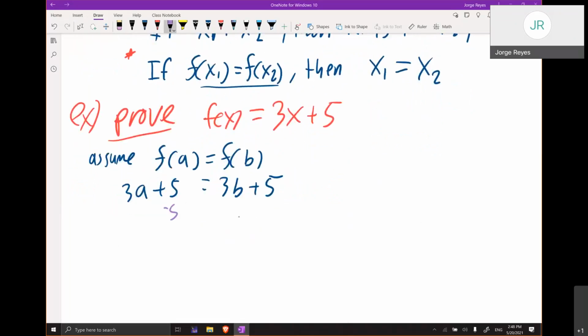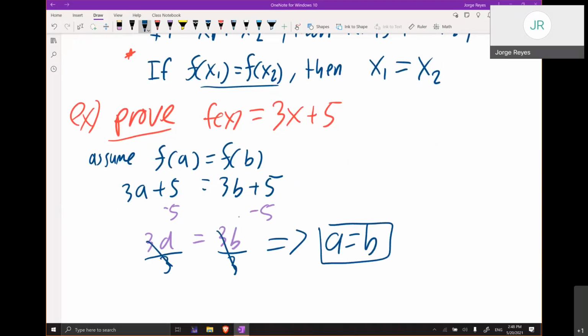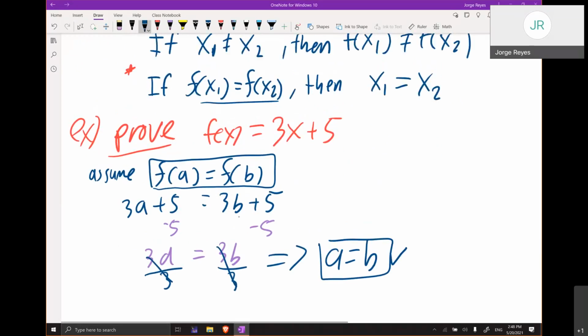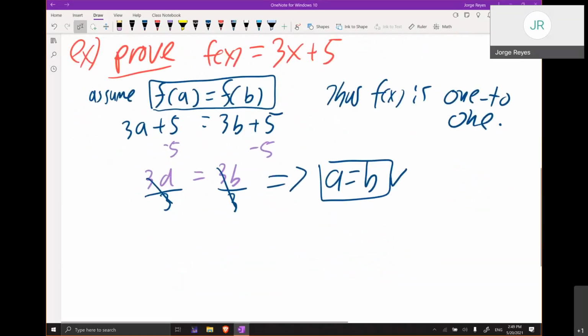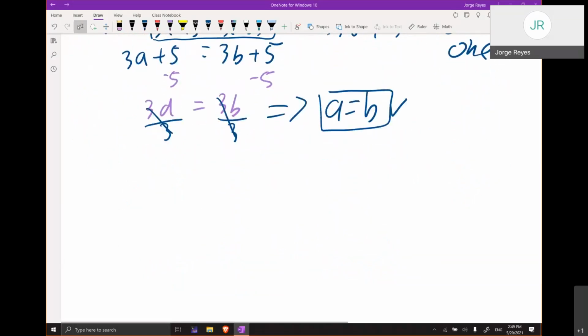Then I'm going to subtract 5 from both sides. So you get 3a equals 3b. Then I'm going to divide by 3 on both sides. And you get a equals b. Ta-da! Right, so I started here, and I ended up here, which is like the definition, right? I started here, then this. So thus, f of x is one-to-one. Okay. Now, there might be like one homework assignment that has you do this, but that's not really a big deal. Proving stuff is a little fancy for us.